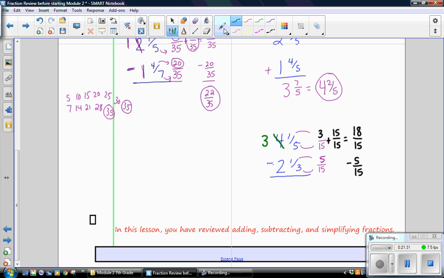When you do the subtraction, remember to subtract the numerators. So 18 take away 5 is 13. 13/15. And then your whole numbers, 3 minus 2 is 1. And the answer is 1 13/15. In this lesson, you have reviewed adding, subtracting, and simplifying fractions.